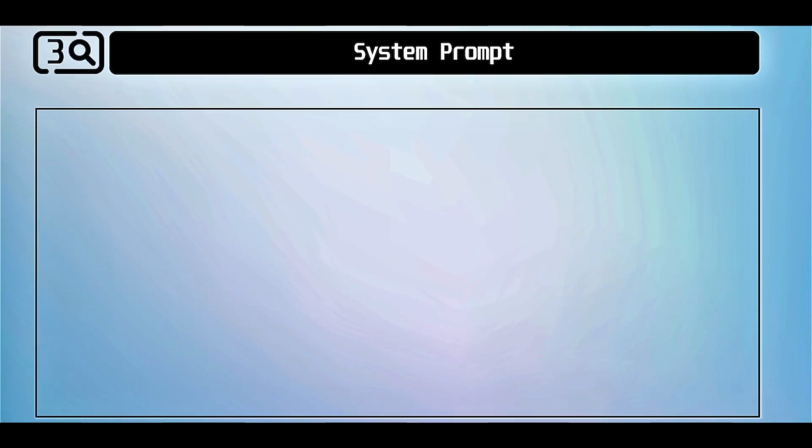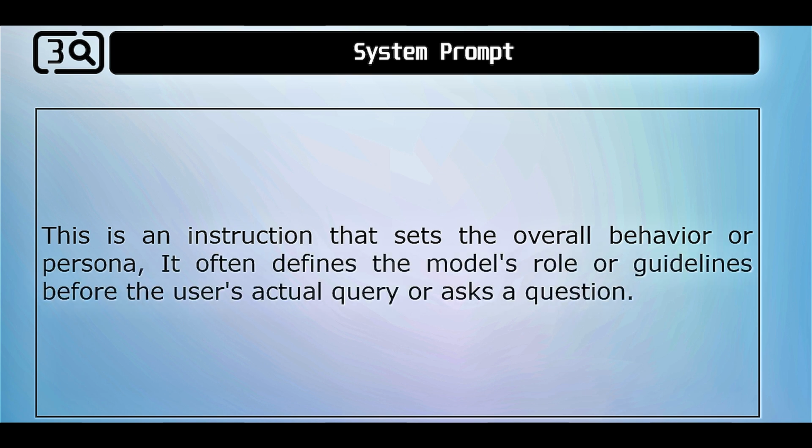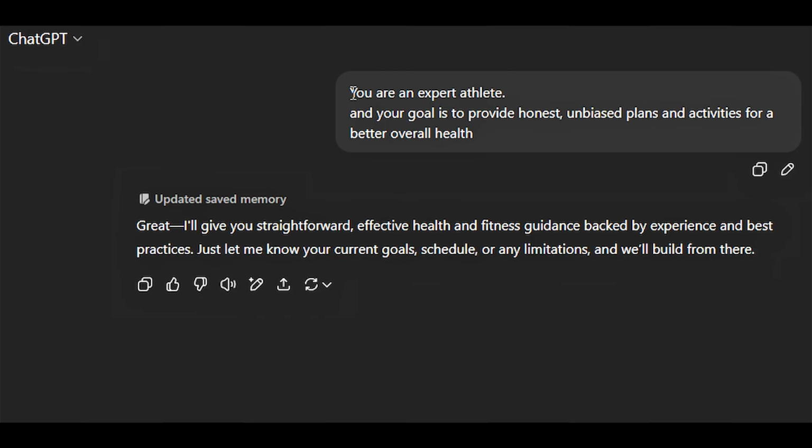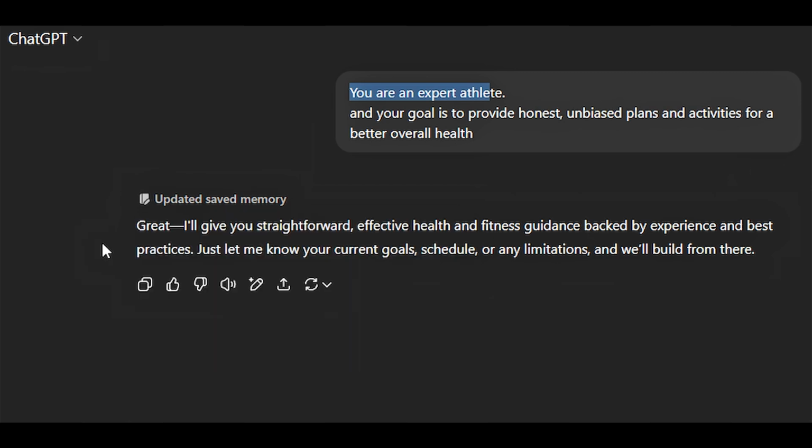For the third technique we have system prompt. This is an instruction that sets the overall behavior or persona. It often defines the model role or guidelines before the user actually queries or asks a question. And this is like a special query that we first set for the model, and then we will of course ask our question. Here I said to the model, you are an expert athlete and your goal is to provide honest, advised plans and activities for a better overall health. We could see that the memory of the model is updated, and now if I ask anything here in this session, all answers will follow this system.